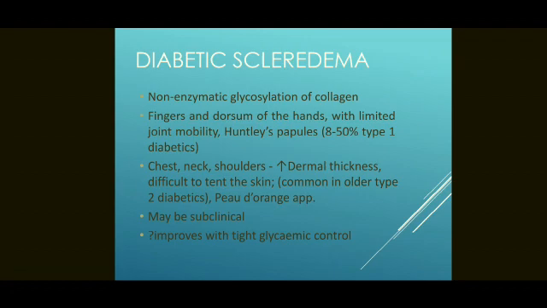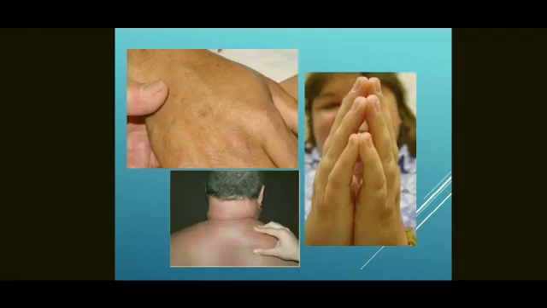Diabetic scleredema, it's a non-enzymatic glycosylation of collagen, fingers and dorsum of the hands with limited joint mobility. Huntley's papules are seen in 8 to 50% in type 1 diabetics. It's usually seen on the chest, neck, shoulder. Presents with increased dermal thickness, difficult to tent the skin, peau d'orange appearance of the skin. It may be subclinical at times, improves with tight glycemic control. Here you can see the picture showing thickened skin, and you cannot pinch the skin on the upper back.